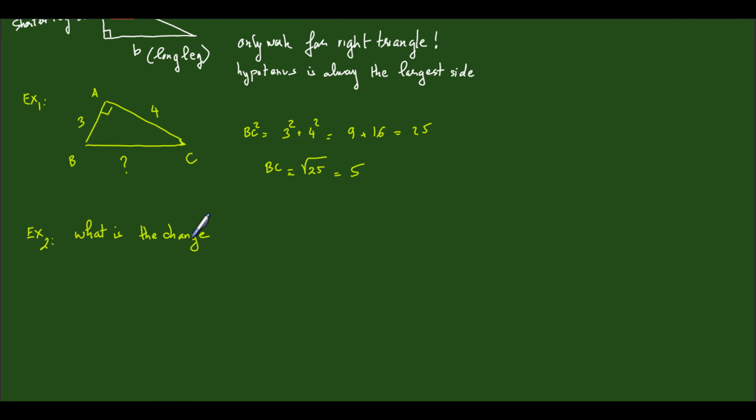What is the change in elevation over 1 mile horizontal stretch for a road with 8% grade? Right here, the new terminology is "with 8% grade."